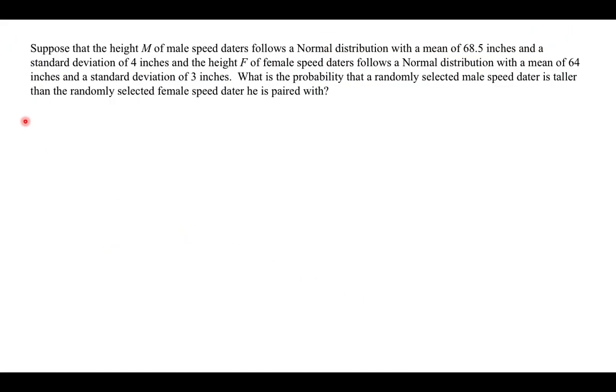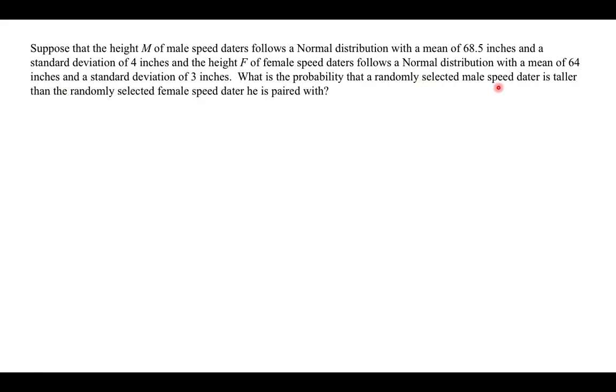All right, we're going to try one last problem. Suppose the height, which we're calling m, of male speed daters follows a normal distribution with a mean of 68.5 inches and a standard deviation of 4 inches, and the height f of female speed daters follows a normal distribution with a mean of 64 inches and a standard deviation of 3 inches. What's the probability the randomly selected male speed dater is taller than the randomly selected female speed dater he is paired with?